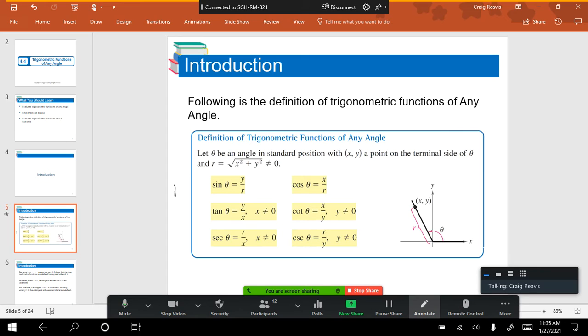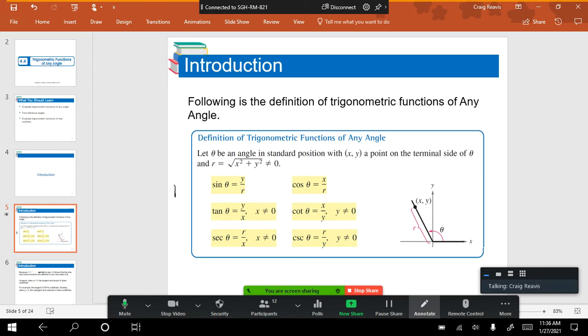Cotangent, you just flip it, right? So we do need to realize, too, that the secant is the inverse of cosine. The cosecant is the inverse of sine, okay, which is from a couple of lessons ago, too, also. All right.